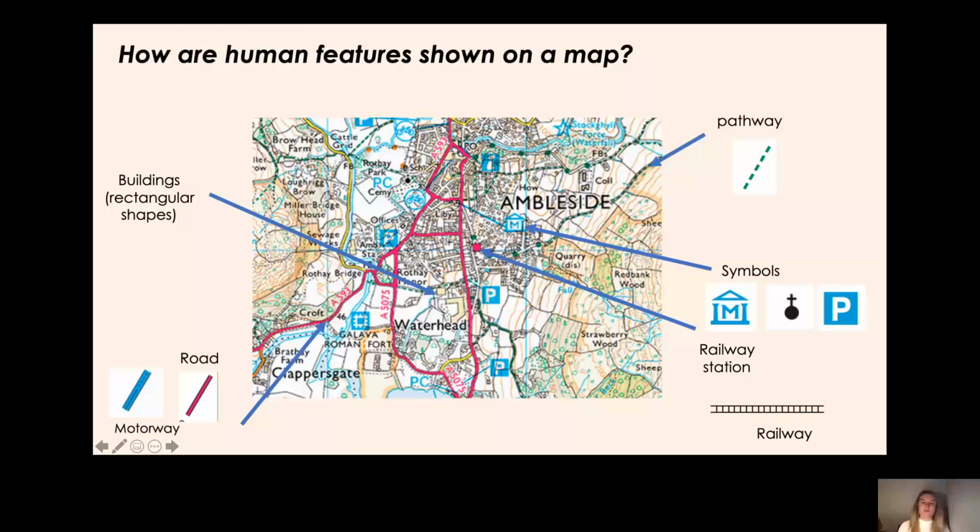So yes, we've got roads which are pink. We've got motorways, which are blue. We've got the railway station, which is a pink square. The railway, which is the black lines. The pathway, which is the dotted green line. And then we have the symbols and the rectangular shapes for the buildings. So that is how different human features, so features that humans have built, are shown on a map.